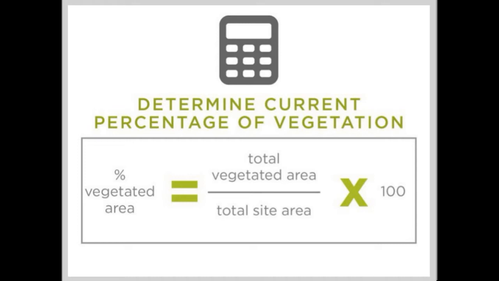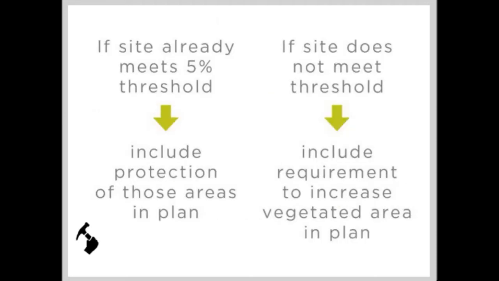The second step is to determine whether the project's current total vegetated area meets the required minimum percentage of vegetation, which is 5% of the site using the equation shown here. If the site meets the minimum threshold of vegetation, the team should include the protection of those vegetated areas in the site improvement plan.